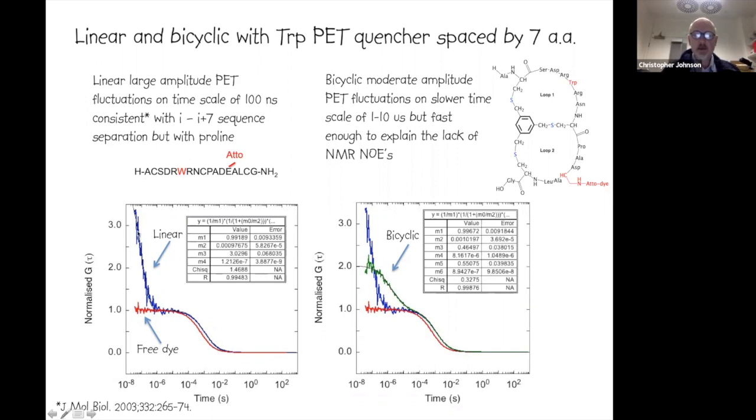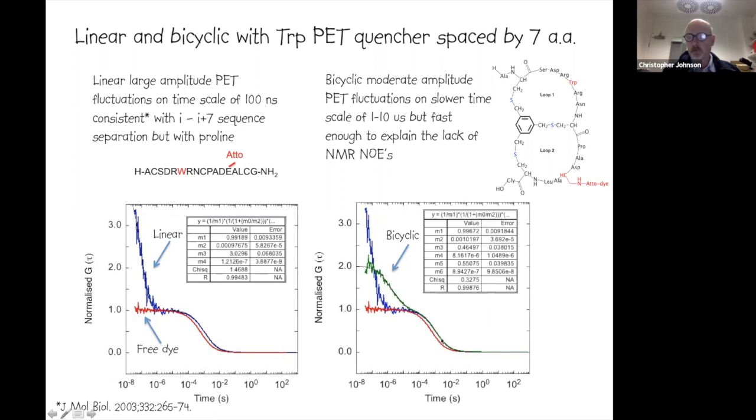And the timescale of these fluctuations, on the order of 100 nanoseconds or so, was consistent in the literature with separation of about seven residues between these two groups, although somewhat more complicated because there's a proline in the middle. It's on the right order of timescale for that process.